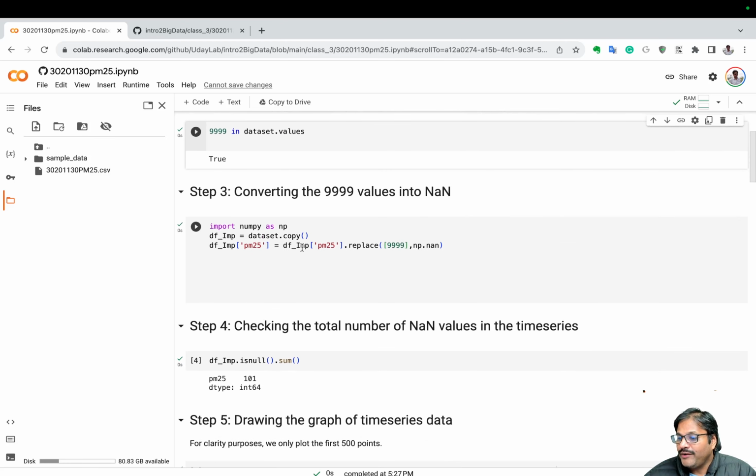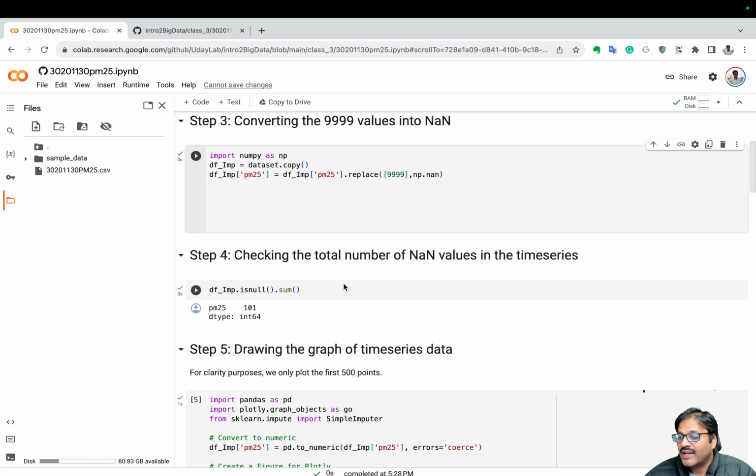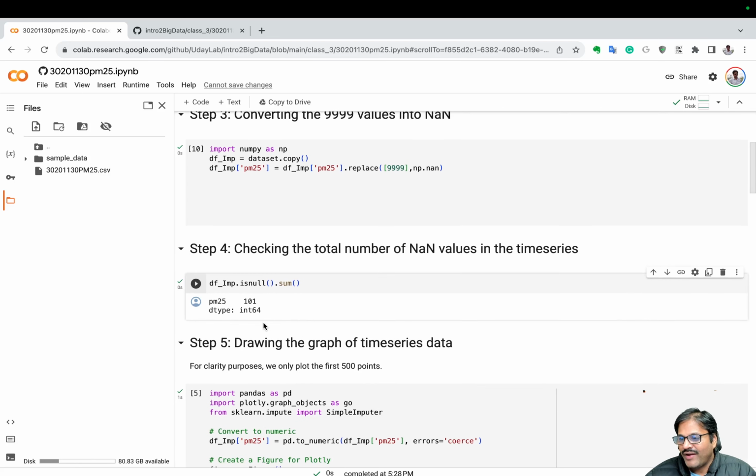Now, if we find any cell containing 9999, we are going to put NaN value in those cells. Once we have done that, we are going to check how many cells in the time series data are containing NaN values. So we found out that in the given time series data, there are 101 cells with NaN values.